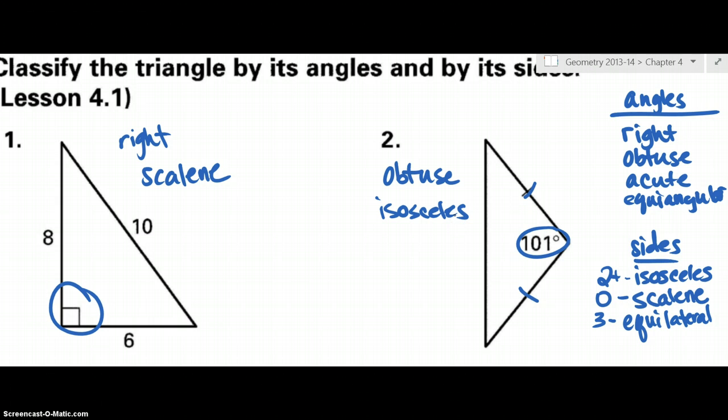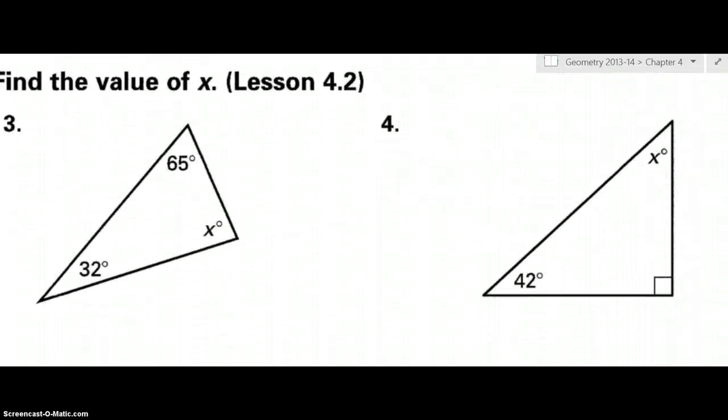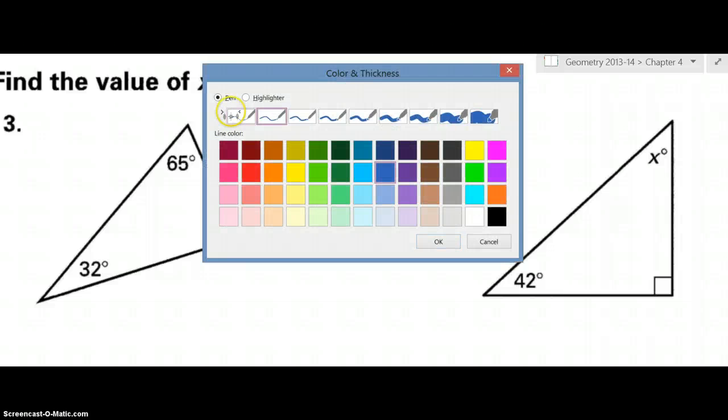Now, is this triangle that's isosceles also equilateral? No, because not all 3 sides are equal. But if it was equilateral, would it also be isosceles? Yes, because if it has 3 sides congruent, then it also has 2 sides congruent. Okay, so now let's find the value of x.